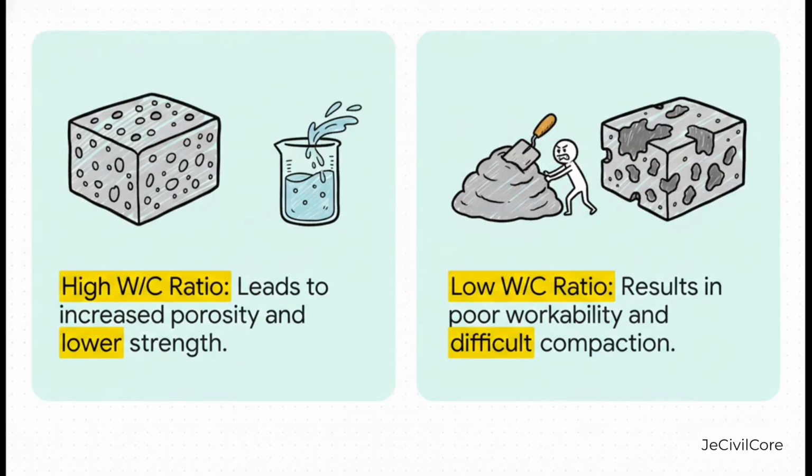And that brings us to this constant balancing act. On one hand, if you go crazy with the water, all that extra water eventually evaporates. It leaves behind tiny little holes, or pores, and that makes your concrete weaker, a lot weaker. But on the other hand, if you're too stingy with the water, the mix is going to be super stiff, and you won't be able to compact it properly, which also creates holes and weak spots. So getting that ratio just right is everything.